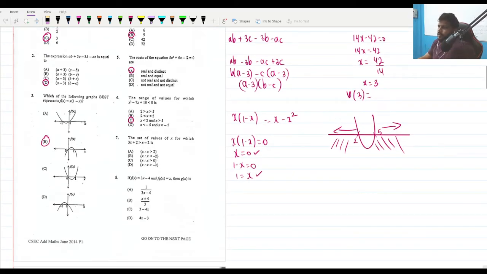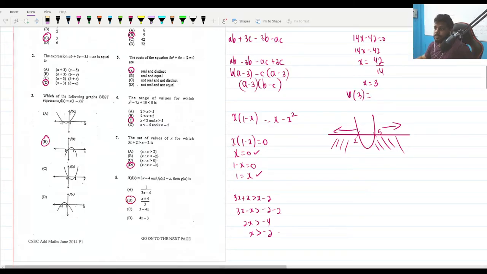The set of values of x for which 3x plus 2 is greater than x minus 2. Move it around: 3x minus x is greater than minus 2 minus 2, so 2x is greater than minus 4, and x is greater than minus 2. Another repeat. Go back to the previous video, you'll see for this functions question, the answer will be B.